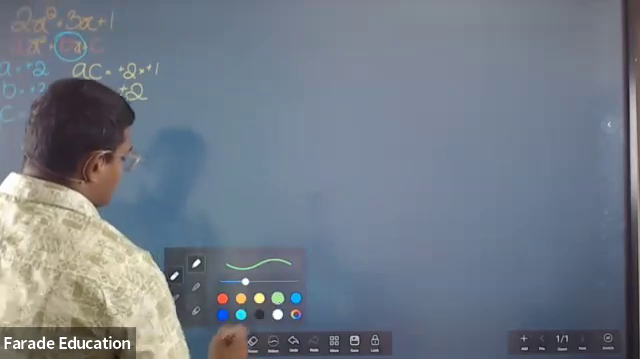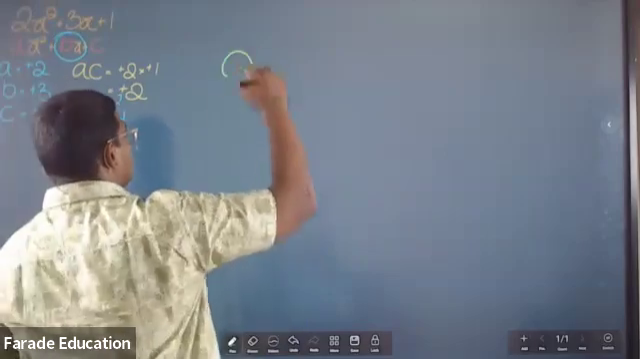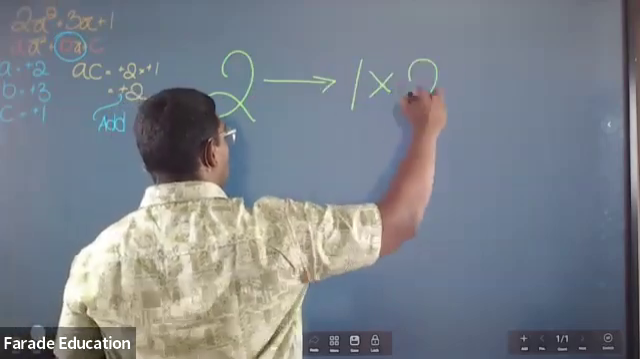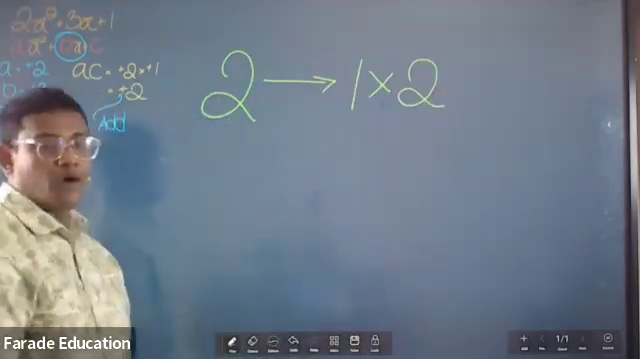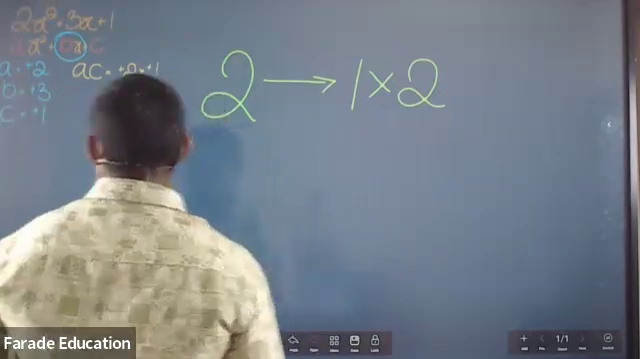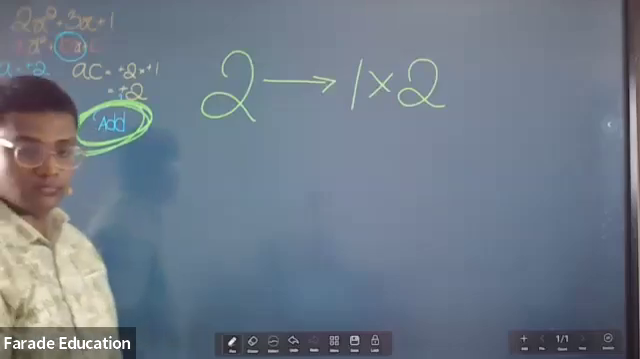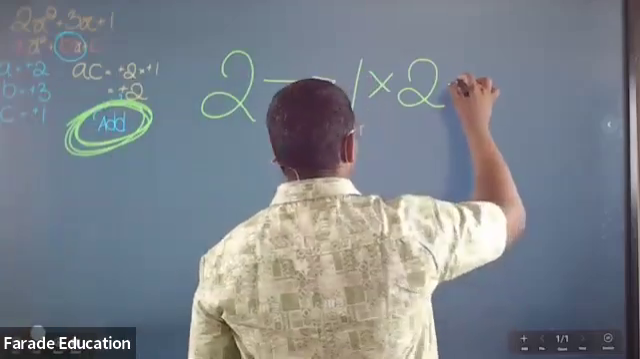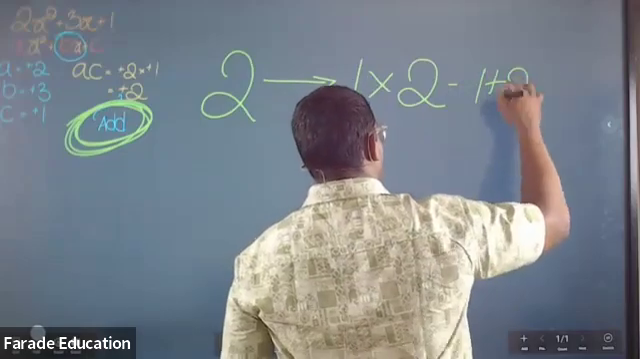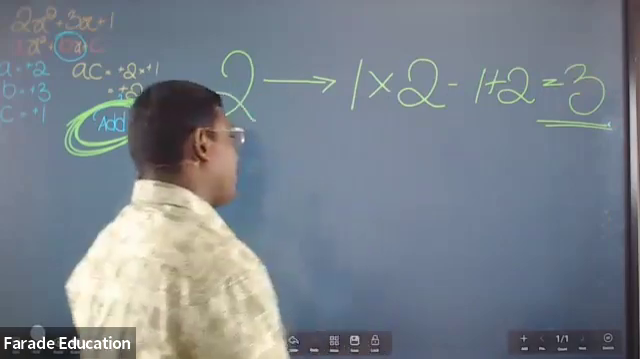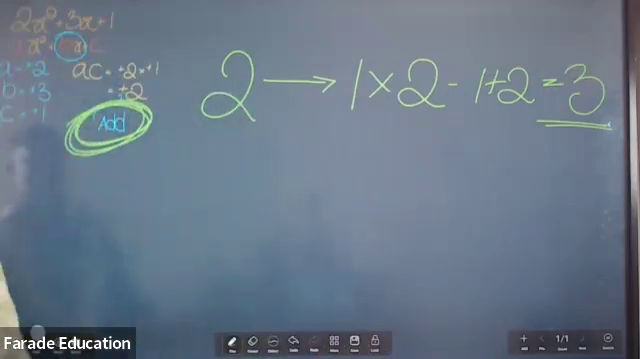So now what we do is the factors of 2. What are the factors of 2? 1 into 2 and 2 into 1. No point writing the same 1 into 2. What did I say? I need to add the 2 factors of 2. I will add it and see. 1 plus 2. The answer is 3. Do I need 3 here? Yes, the value of b is what? 3. So when I added, the factorization is coming.